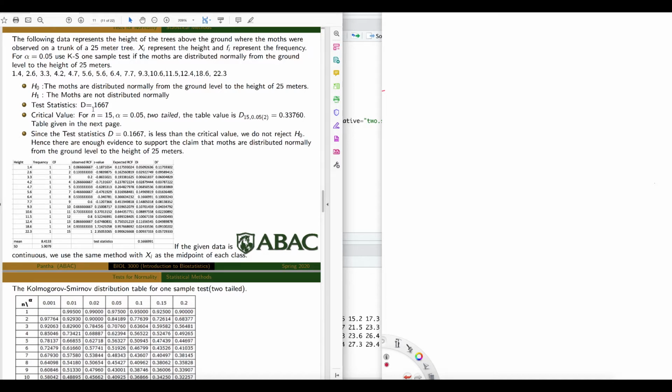How? Okay, so what we're doing here is finding the cumulative frequency. What does the cumulative frequency mean? How many are there below that? So how many were at 1.4? There is only one. How many were less than 2.6? There were 1 plus 1, that is 2. How many were less than 3.3? 1 plus 1 plus 1, 3. So you are basically adding these.